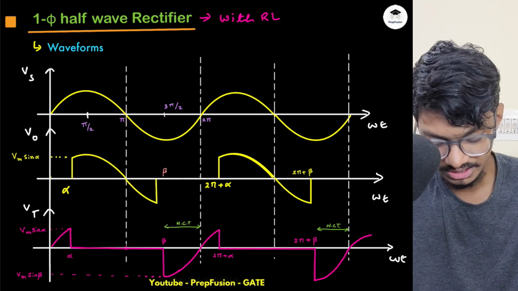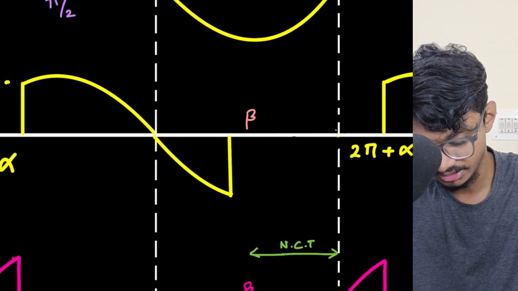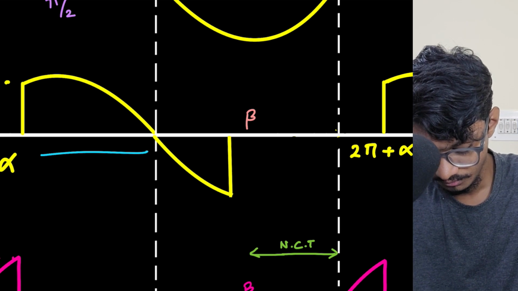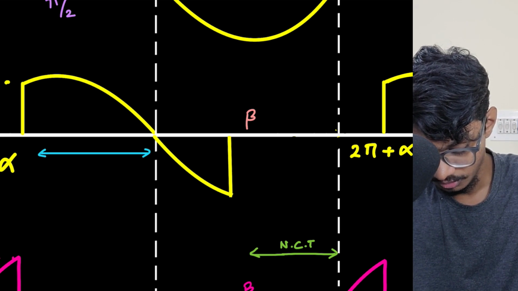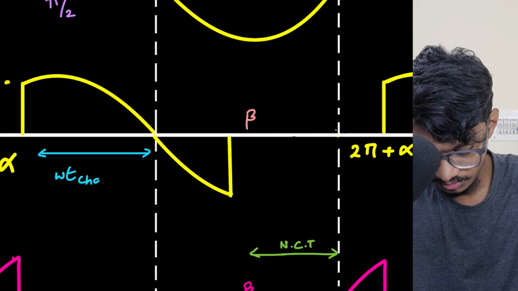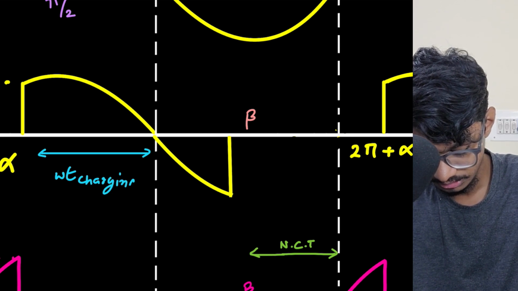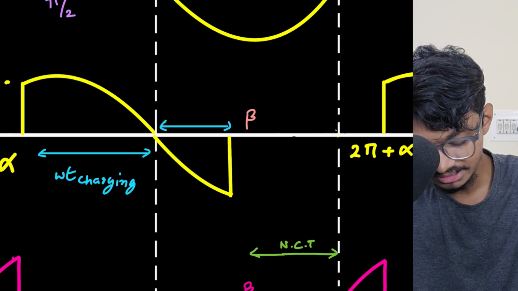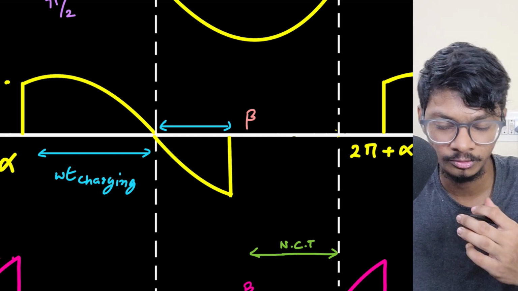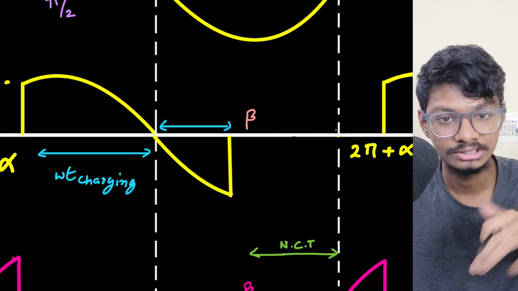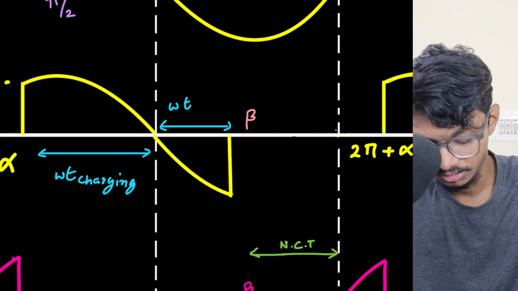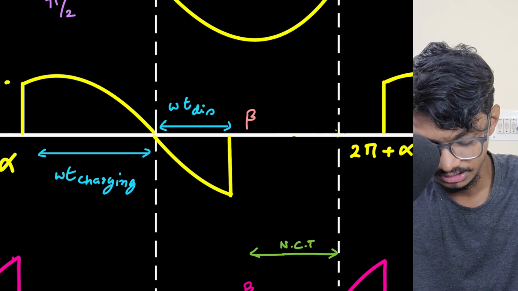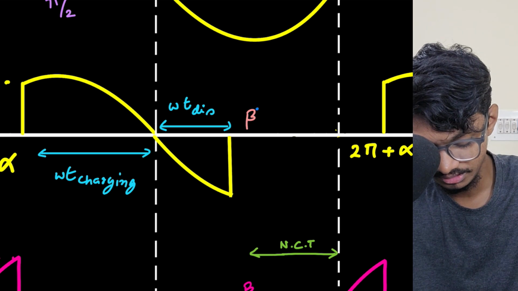But if you observe closely, let's name this time Tc, or I will write this as omega into T charging. I have deliberately drawn the discharging time lower, because it charges for more time and discharges in less time, because the discharging rate is higher, so it discharges faster.